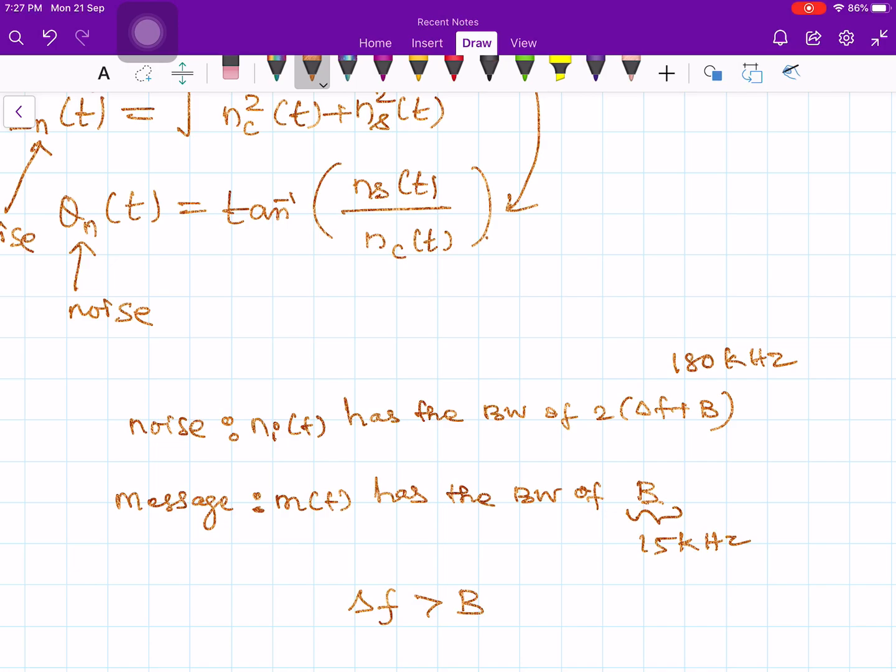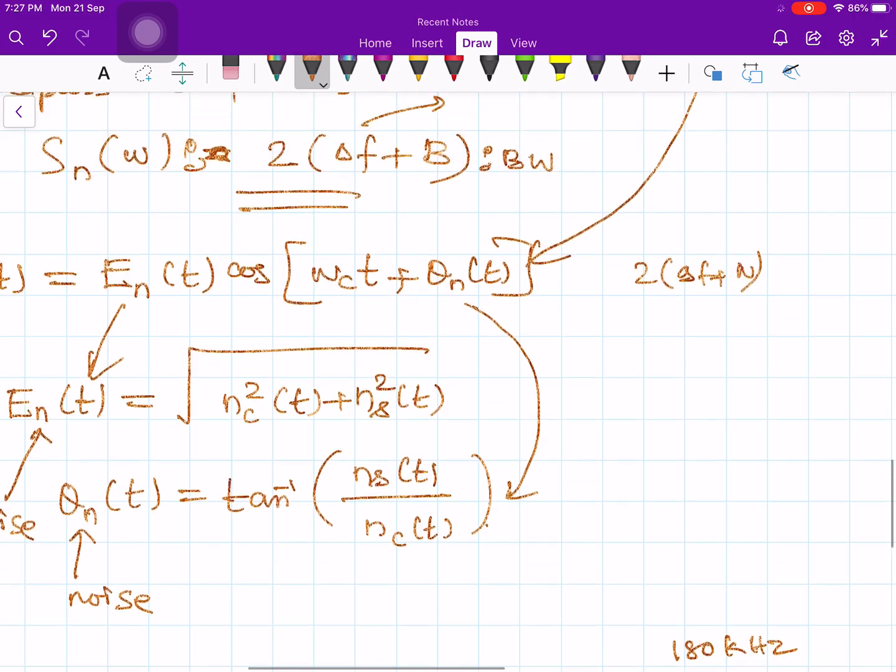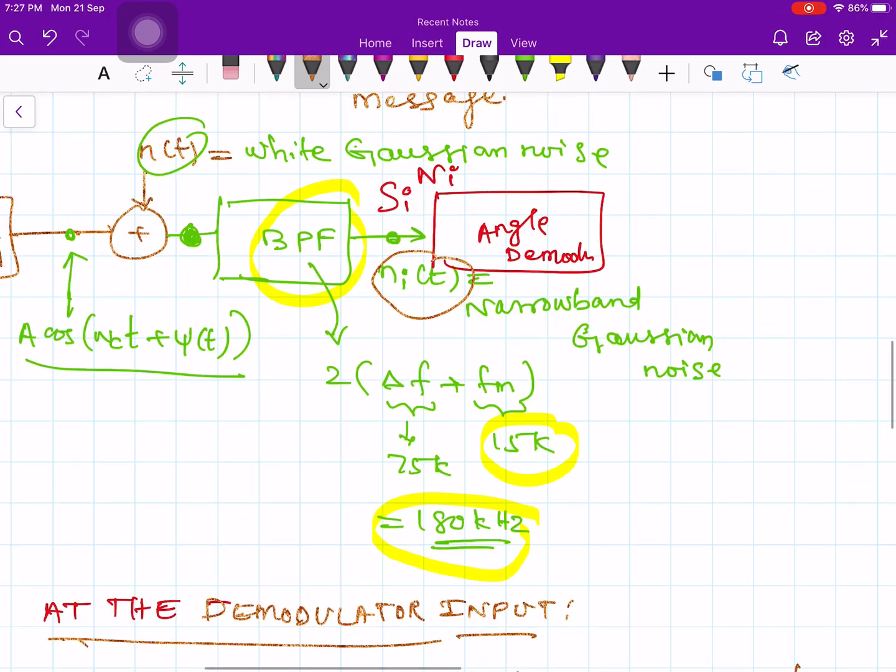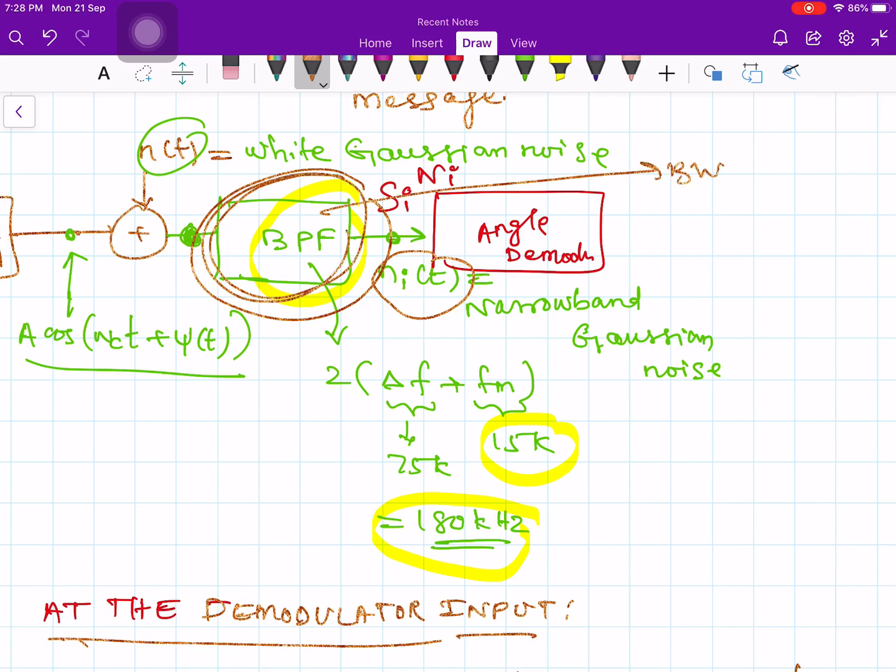So you have to ensure that the bandwidth of this band pass filter is equal to the bandwidth of the FM signal or PM signal. What is the bandwidth of the FM signal? 2 times delta f plus fm. Whenever you are designing this band pass filter, its bandwidth must be equal to the bandwidth of the FM signal. Otherwise, you will not get the proper output.